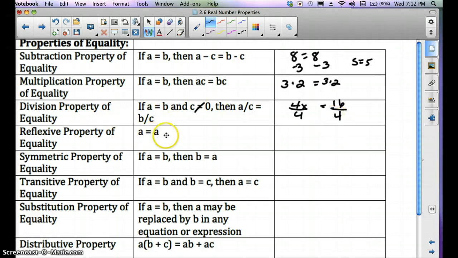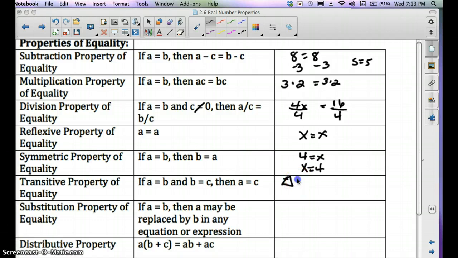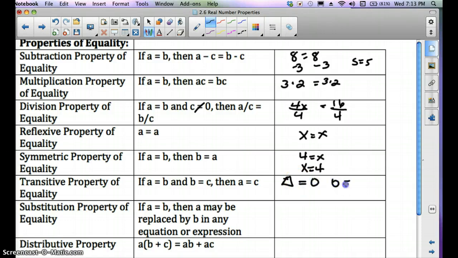Reflexive property: both sides of the equation are the same, so we could get x equals x. Symmetric property: if you're going to switch sides, so if we had 4 equals x, it's the same as x equals 4. Transitive property: if A equals B and B equals C, then A equals C. For example, if a triangle equals a circle and a circle equals a square, then we could say triangle equals square.